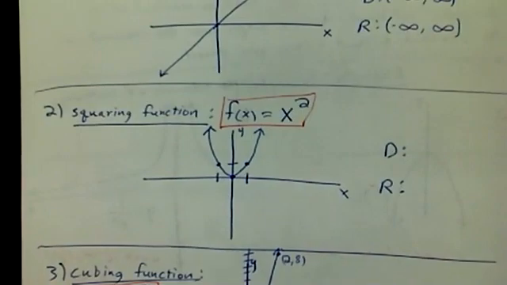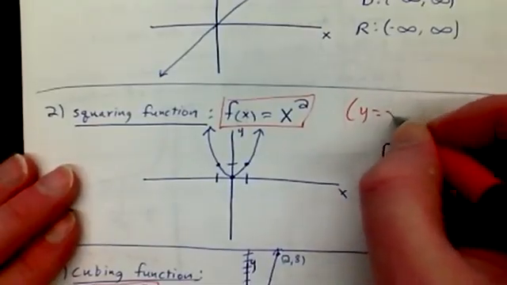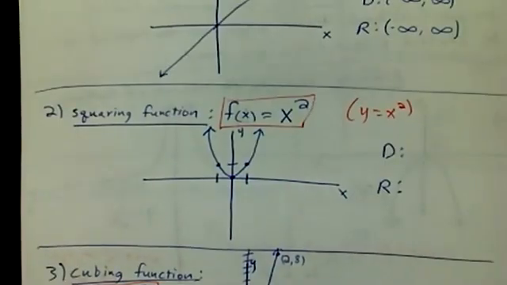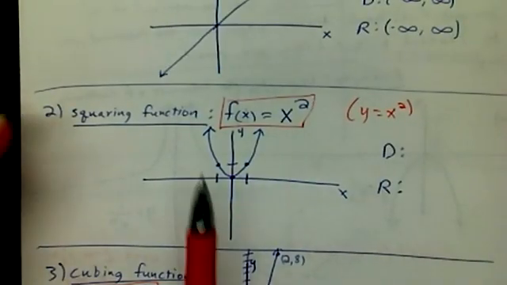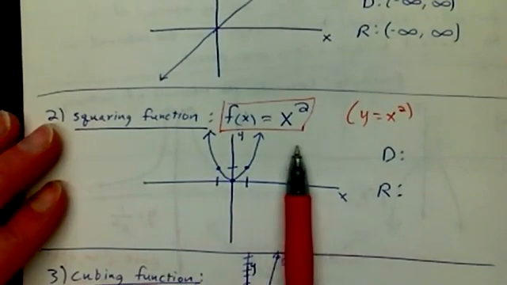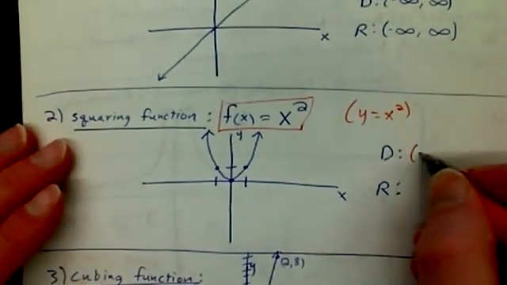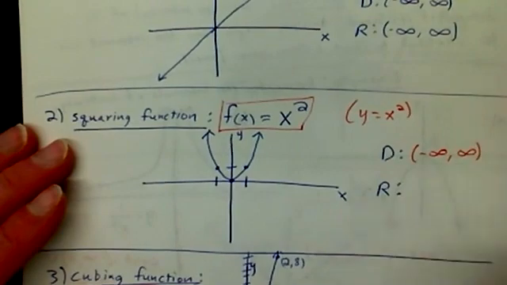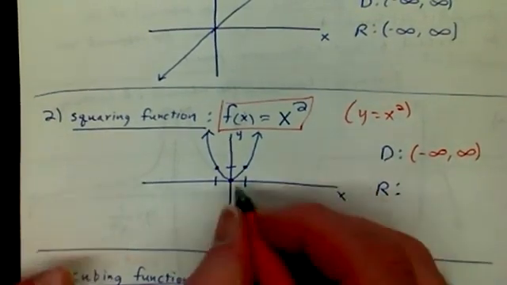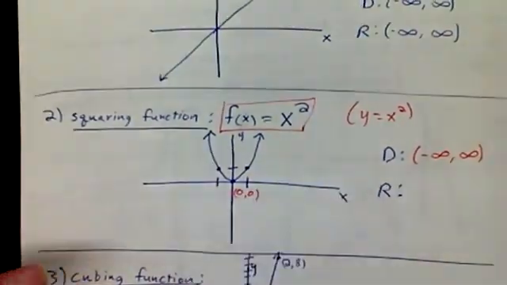Next one is the squaring function. f of x equals x squared, same as y equals x squared. And for this one, the domain, if we scan from left to right, there's always an x value, right? So our domain is all real numbers. And our range, we've got to be a little careful here. The lowest this thing ever goes is the point (0, 0).